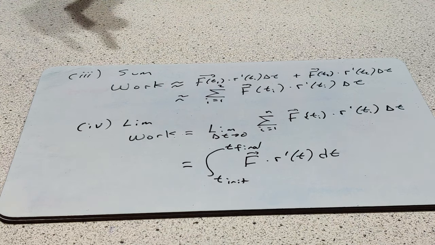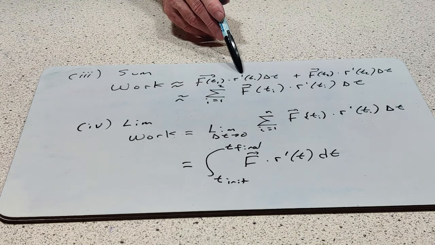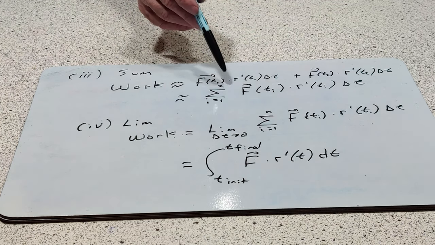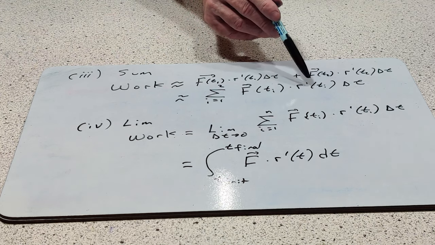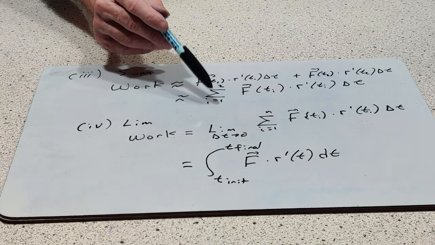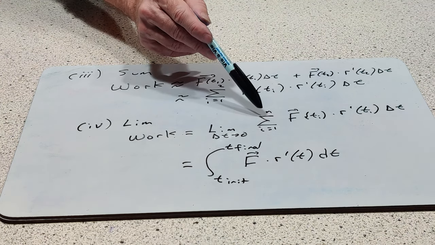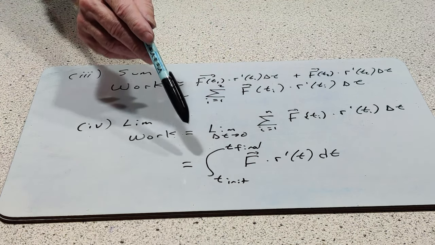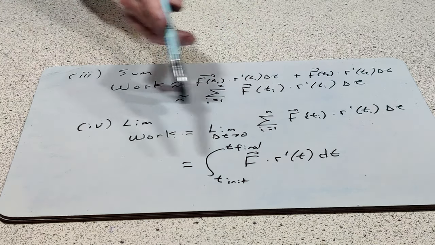With that, we are ready to add up the work done through our divisions. Our work equals the amount of work over the first division plus the amount of work over the second division. We can put this together with a sigma, where i equals 1 to 2, of F of ti dot r prime of ti delta t. We take a limit as delta t gets smaller and the number of divisions increases. So we take the limit as delta t goes to 0 of the sum from i equals 1 to n of F of ti dot r prime of ti delta t. And that becomes the integral from t initial to t final of F dot r prime of t dt. And that's called a line integral.